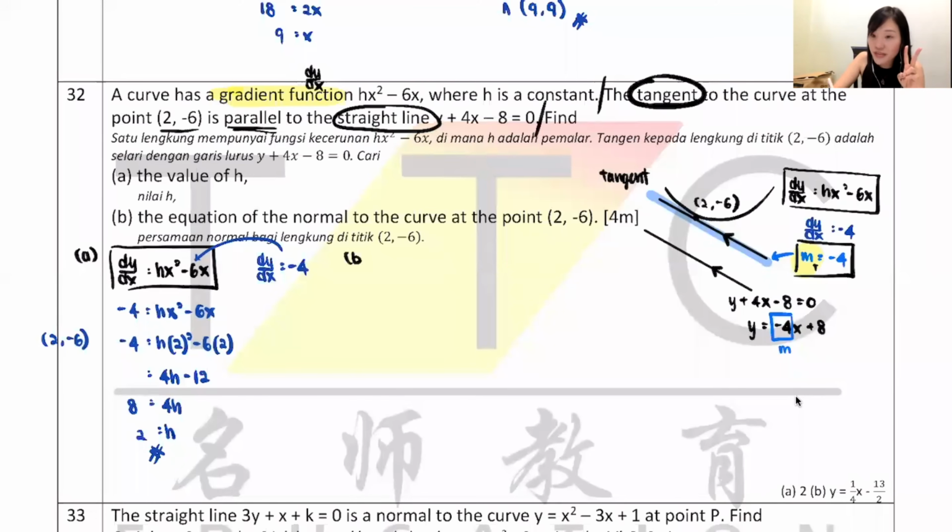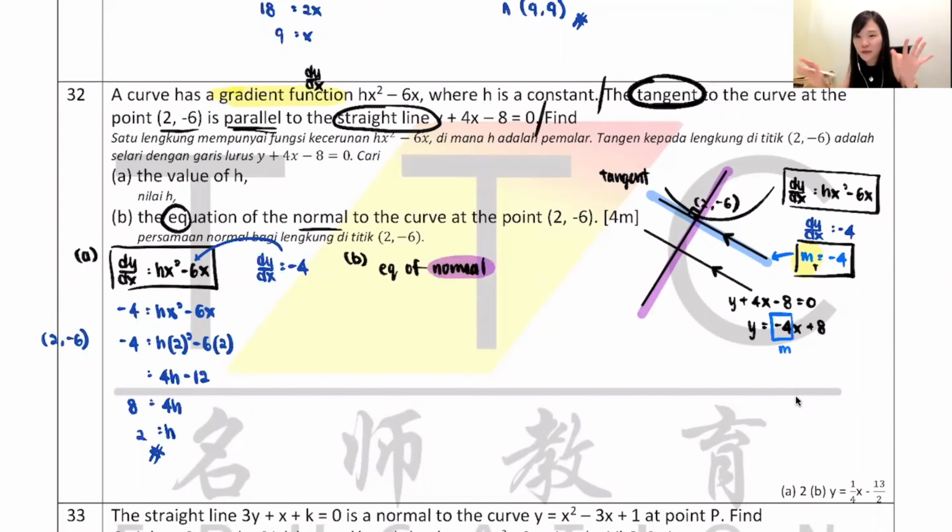Let's go on with B. B, they want the equation of the normal to the curve at the point (2, -6). So all of you guys know the (2, -6), that straight line is called the tangent. And this one is the normal.